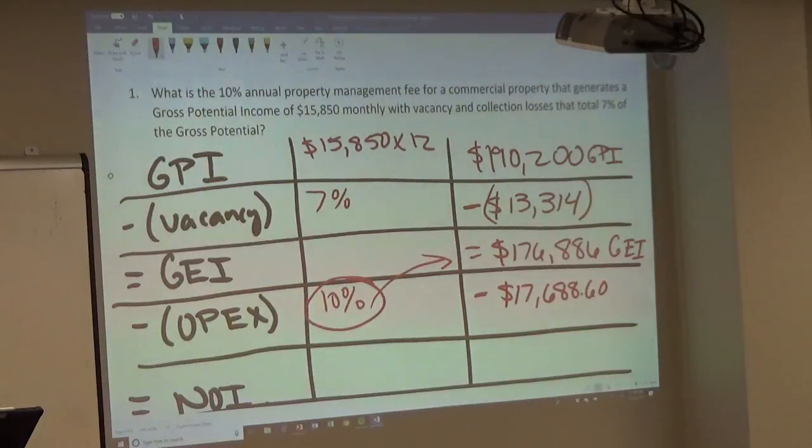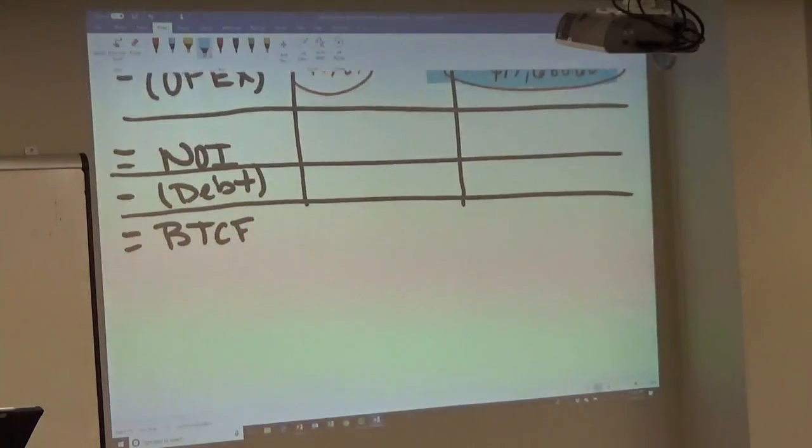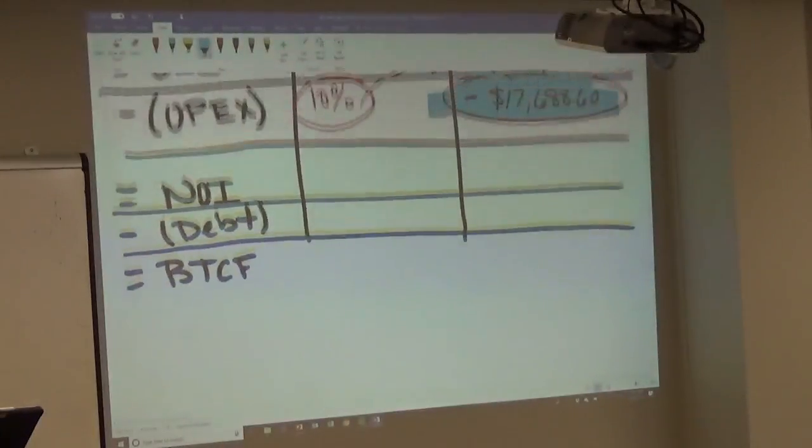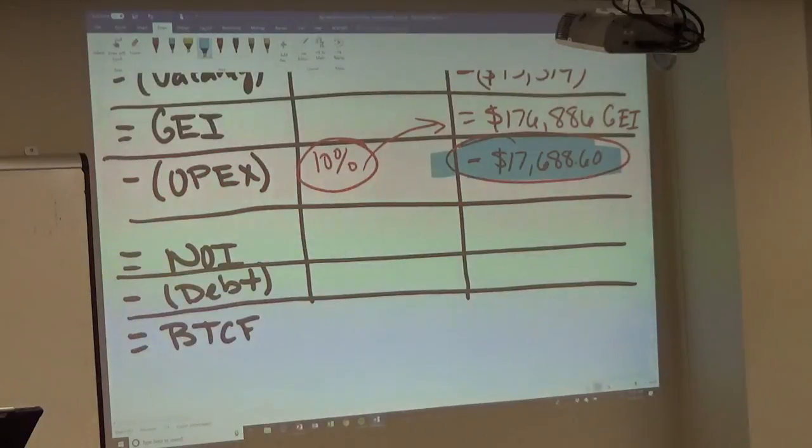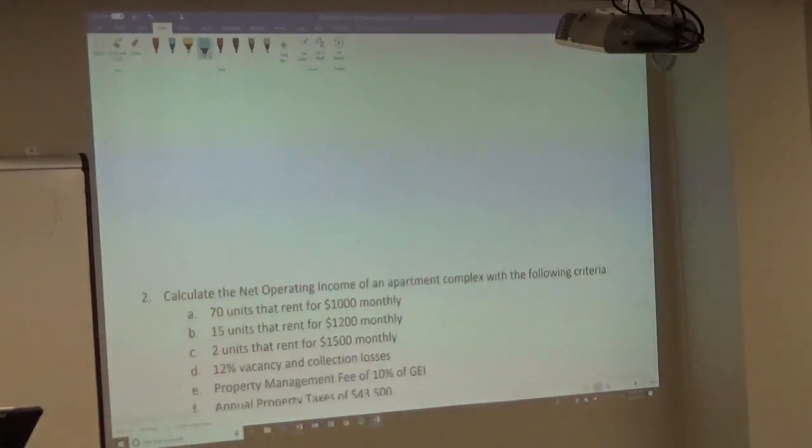And since that's what they want for an answer, that is our answer. $17,688.60 is our annual property management fee for that property, because it is 10% of the gross effective income of $176,886. Okay, and of course we don't need the rest of the formula because we didn't have to go any further, but fill it in anyway because you don't know where you need to go.